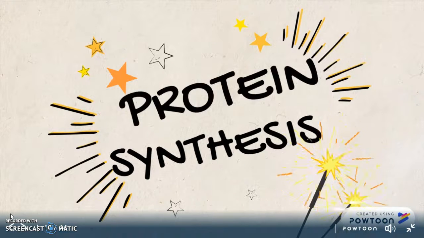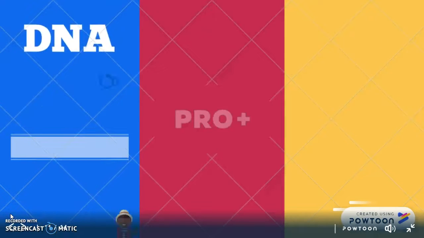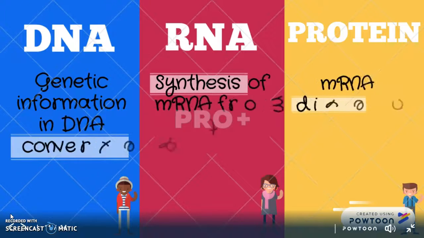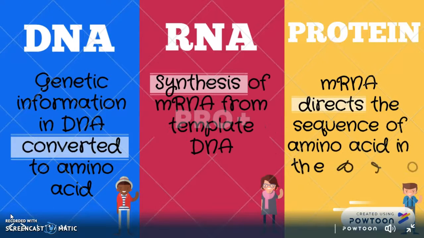Protein synthesis. Protein synthesis occurs from DNA to RNA and to protein. In order to synthesize a protein, the genetic information in the DNA must be converted into an amino acid sequence. Transcription involves the synthesis of messenger RNA from template DNA. During translation, the messenger RNA directs the sequence of amino acids.